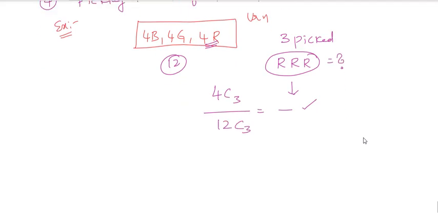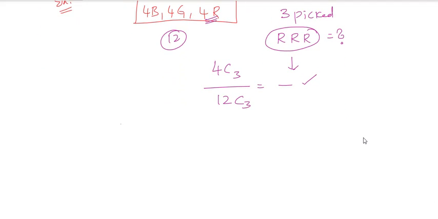Or otherwise, one more thing you can do. Three balls were taken randomly. The first ball must be red, so that is 4 divided by the total of 12. One ball is picked up, so again you will have 3 divided by 11. Then similarly, it is 2 divided by 10. Whatever value you get is the answer.